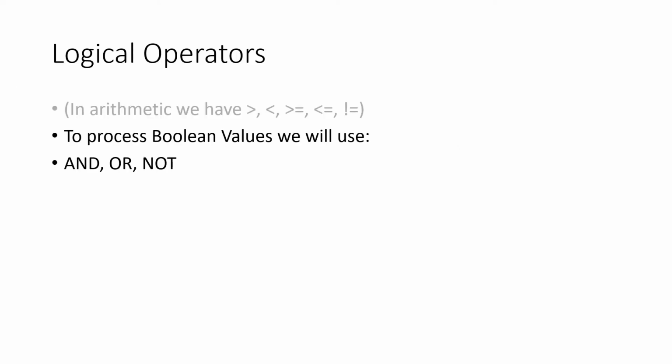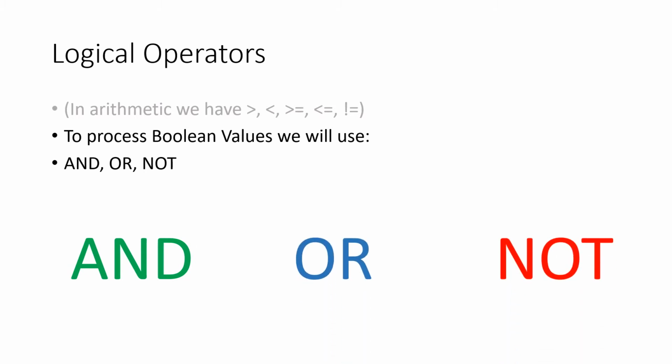So we've got logical operators that we can work with using the Boolean values. Like in arithmetic, we have greater than, less than, etc. So to process Boolean values, we are going to use 3 operators: and, or, and not. So let's look at these. So let's look at and in more detail.